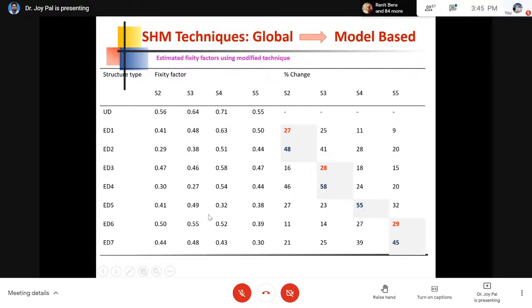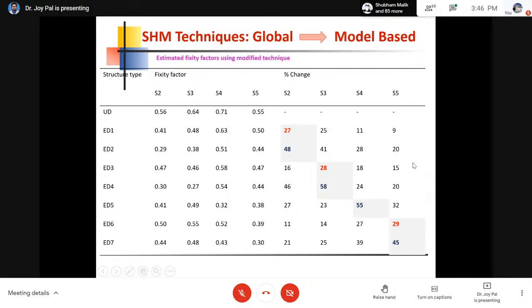And then we carried out the model updating operation, and for each case we determined the fixity factor value, and then the differences or percentage changes in the fixity factor value. And you can see that at every location, the higher values indicate the location of the damage and the quantity of the damage, that it is 27% less than the original one. So this is how the model updating technique works well.